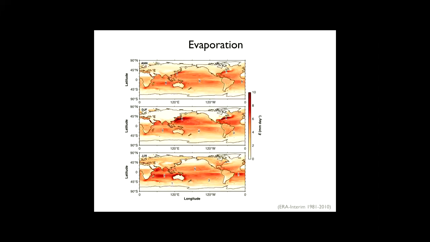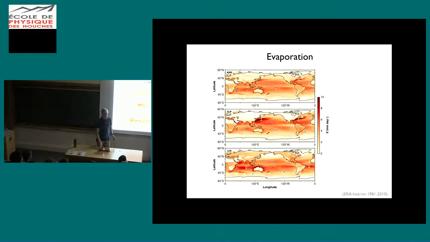Evaporation, what's the global mean of evaporation? It's the same, right? What goes up comes down, on average at least, if you average over a year. So the global mean of evaporation is also 1.2 meters per year. And if you look at the evaporation distribution, the main thing you want to take from it is that it's much smoother than precipitation. If you look at the annual mean, it actually has a minimum at the equator. It has a minimum under the ITCZ.